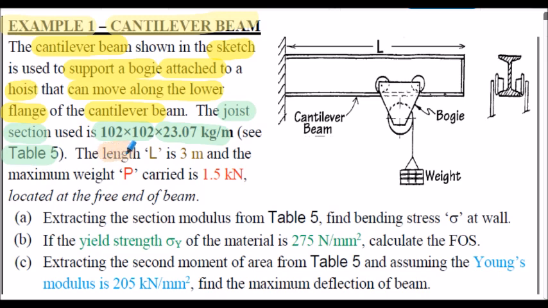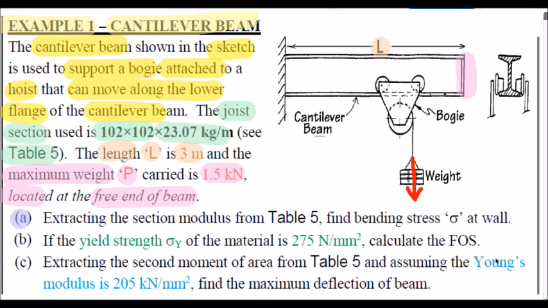The length L is 3 meters, this length here, and the maximum weight, symbol P, that can be carried by the beam is 1.5 kilonewtons. So this is the weight that's applied. We will consider the weight to be located at the free end of the beam for analysis purposes. So that's up at this end of the beam here, because that presents the worst loading scenario to the beam. But in this analysis, we're ignoring any flange bending that could occur. We're just considering the overall I section in bending.